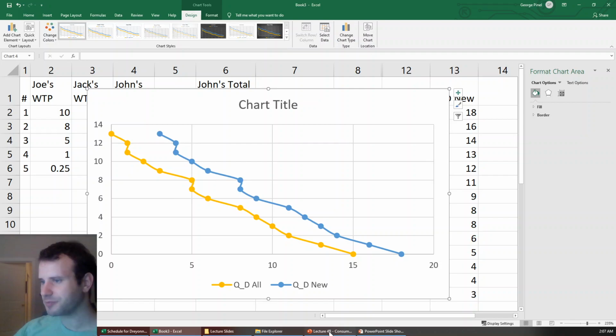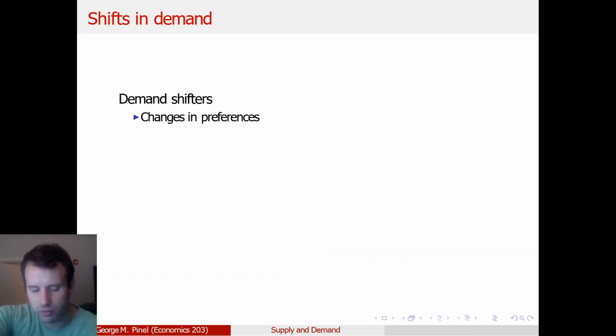Oh, sorry. So what shifts demand? Changes in preferences. For the hot dog example, if you find out that hot dogs are healthy or that they're not healthy, that'll change your preferences. That'll change your willingness to pay for a hot dog, which will shift your demand in or out. Out if it's good, in if it's bad.